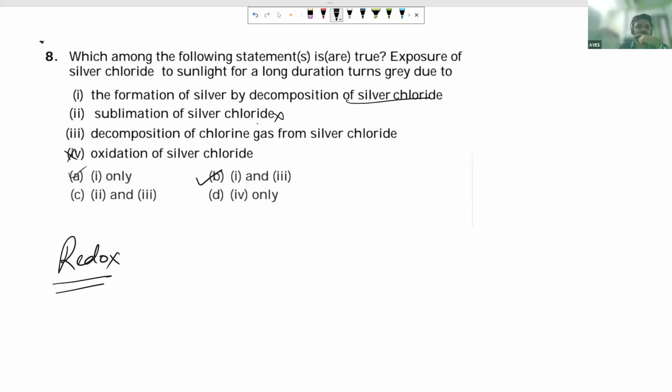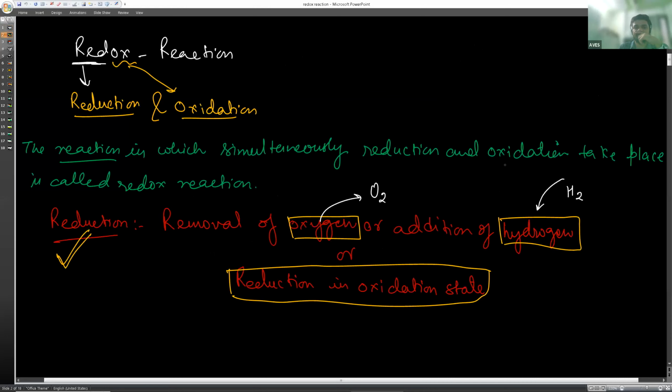The next type of reaction is the redox reaction. What is a redox reaction? Red means reduction and ox means oxidation. If in a reaction there is simultaneously a reduction as well as oxidation, that is considered a redox reaction. Two things at one time, reduction and oxidation, both taking place, then it is a redox reaction. Please note it down.